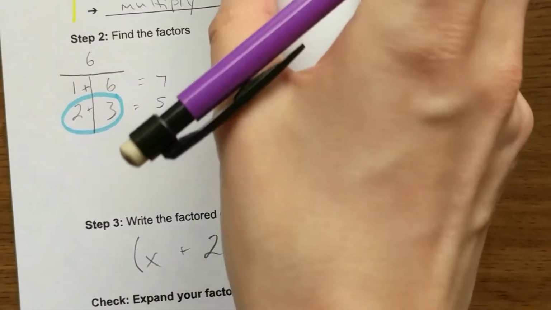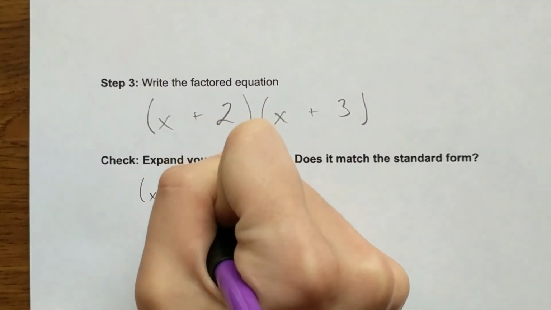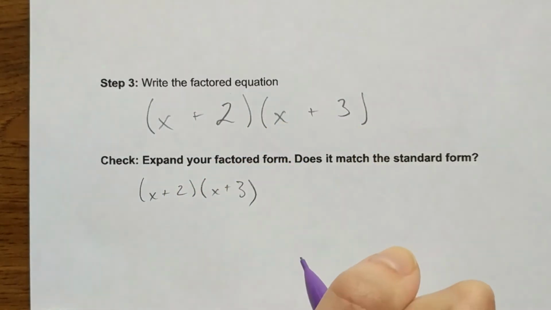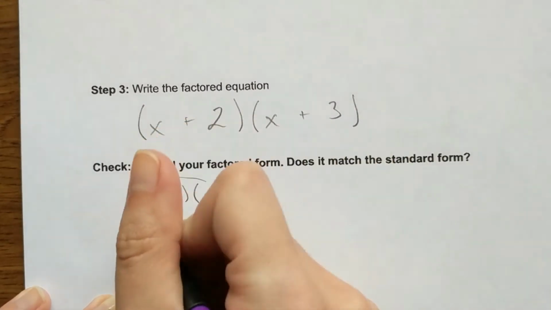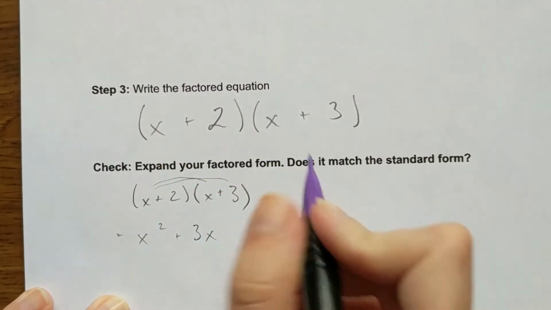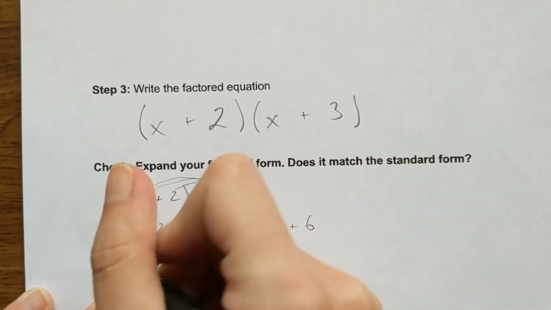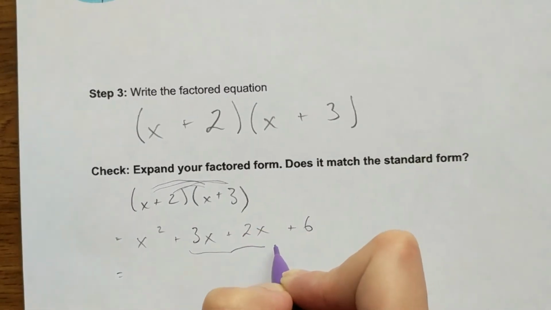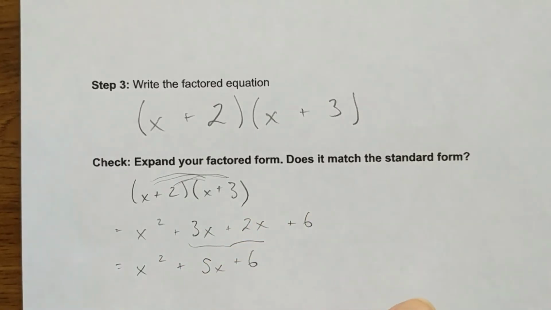We're just going to double check and make sure that we have factored correctly, and that's by expanding, by multiplying. I'm going to use the rainbow method to expand here. So x times x is x squared. x times 3 is 3x. 2 times x is 2x. 2 times 3 is 6. I combine my like terms in the middle to give me x squared plus 5x plus 6. Not so bad. That is exactly where I started from, and so I know that I have done this correctly.